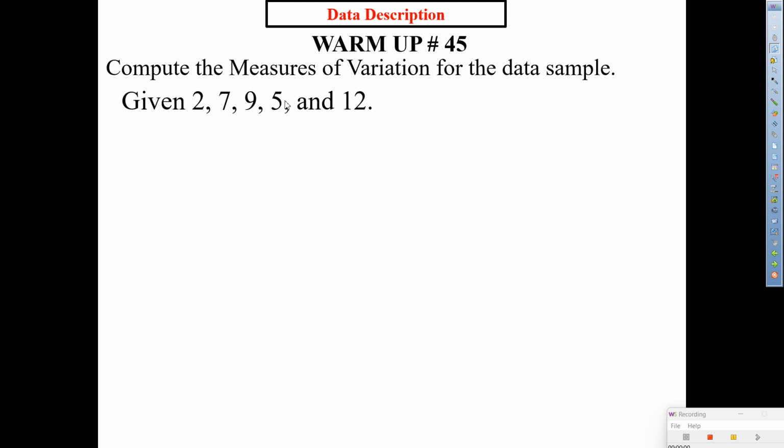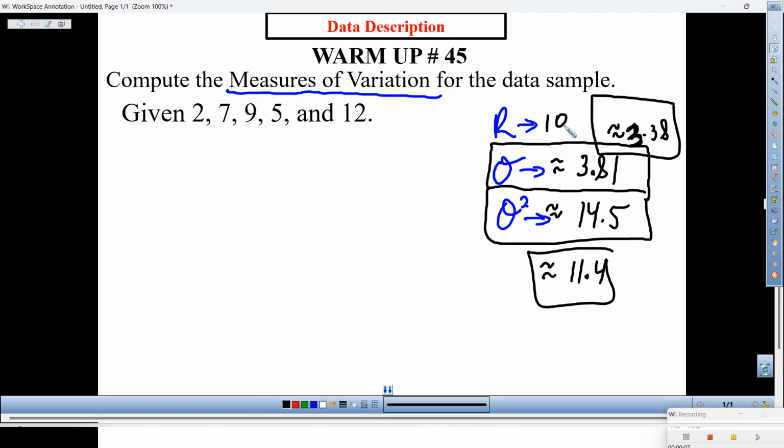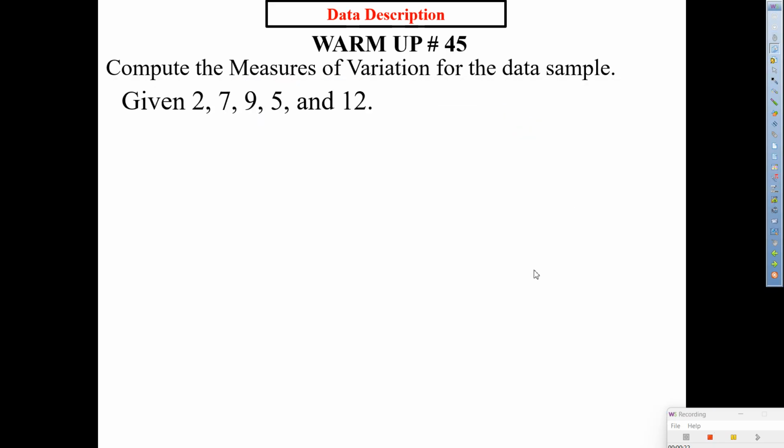So warm-up 45, we found the measures of variation for 2, 7, 9, 5, and 12. And we found that the range was 10, standard deviation 3.81 using the shortcut formula, and variance was 14.5. Some of you did the long way. You got that for standard deviation and that for variance. All right, send me that to the screen, please.